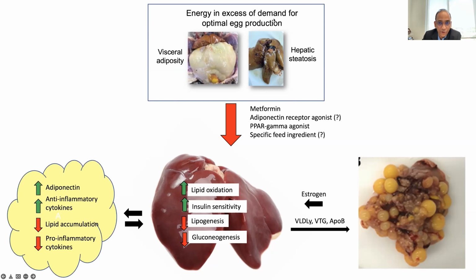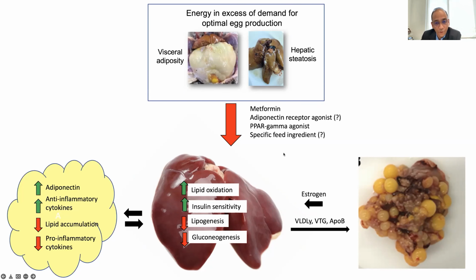And if we provide energy that is in excess of demand for optimal egg production, we end up with a lot of fat, right? A lot of abdominal fat, and then hepatic steatosis. You can see the color of the liver, it's a lot of fat in there, right? So you want to have a liver, something like this.